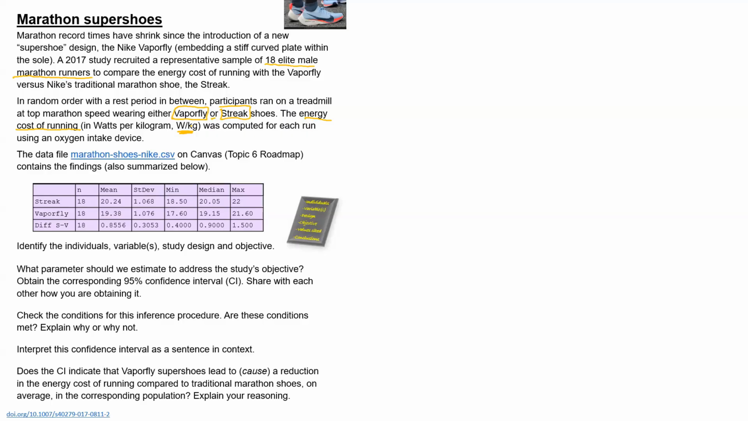Specifically, we are told that the participants run on a treadmill in random order with either of those shoes. So we know that for each individual, we're going to have one measurement when they were running with the Streak shoes and one measurement when they were wearing the Vaporfly shoes. The participants didn't choose which shoe they were going to use. Random order was used. That means that we have an experiment with repeated measures, matched pair design, or crossover design.